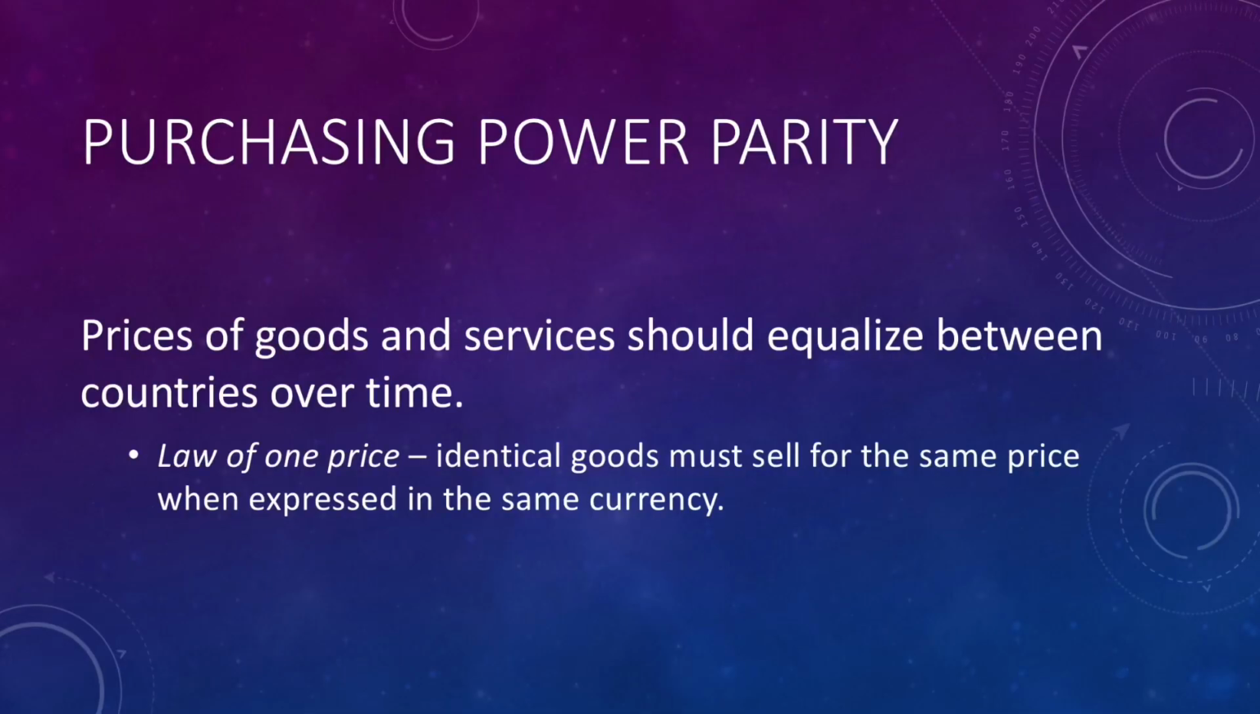An important concept when it comes to foreign exchange rates is the purchasing power parity, or PPP. Accordingly, the prices of goods and services should equalize between countries over time. We call this the law of one price. Identical goods must sell for the same price when expressed in the same currency. So if we're going to buy one item in this country and another item in another country, if we convert our currency to that currency, it should cost the same. That is what we mean by the law of one price.